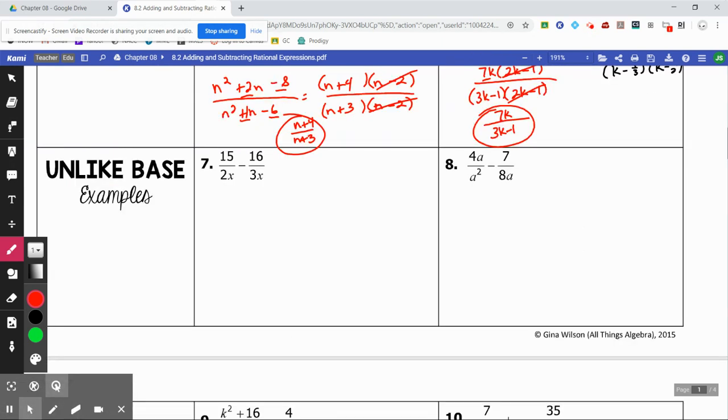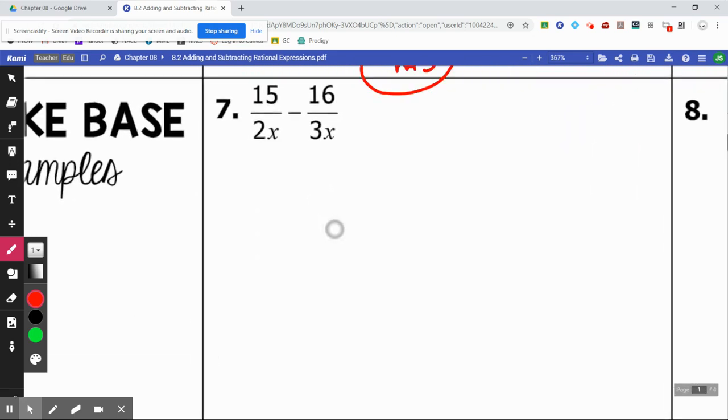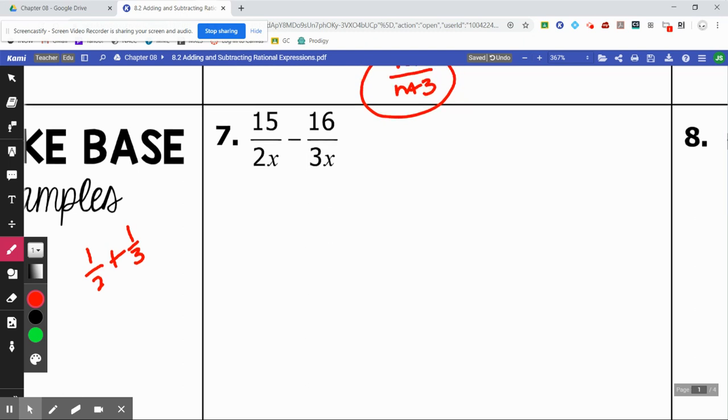Okay, on number 7, we start adding and subtracting these with unlike bases, these rational expressions. So what you've got to do here is somehow make the bases the same, the same way as if you had 1/2 plus 1/3. You multiply by something to change the bottoms to where they're identical. Here with 2x and 3x, the x's are the same. I just need to change the 2 and 3 to where they're the same.